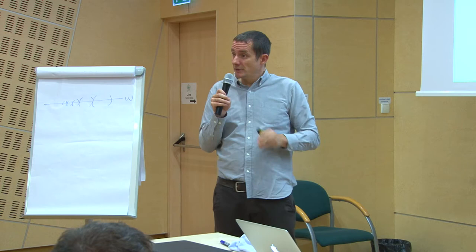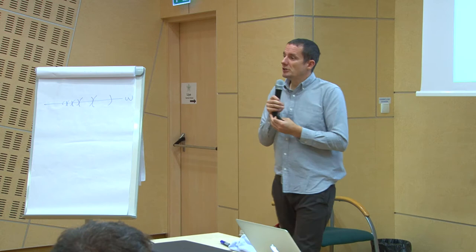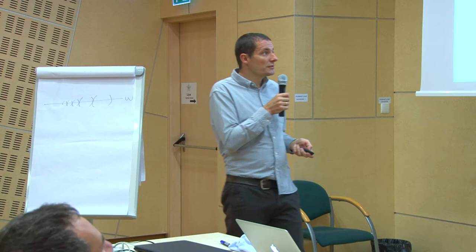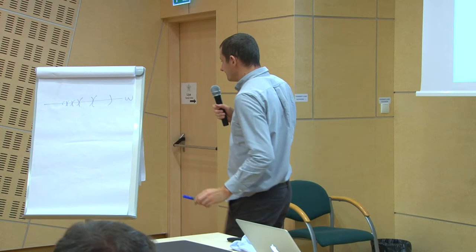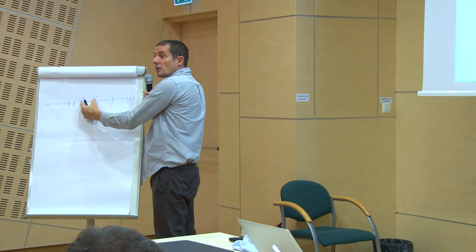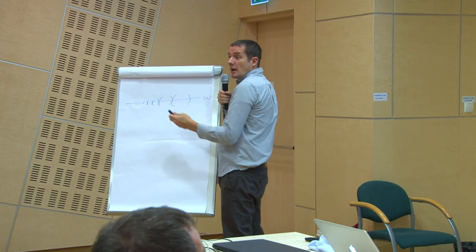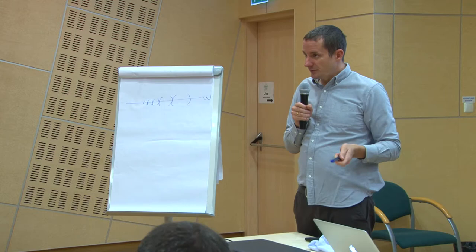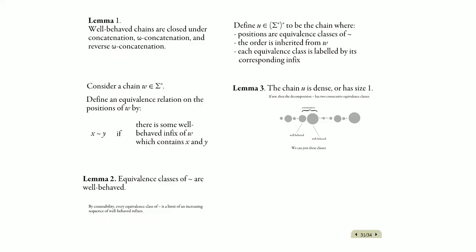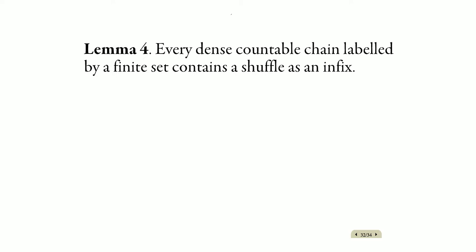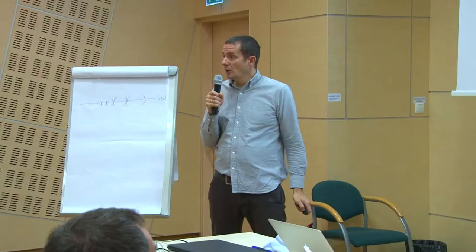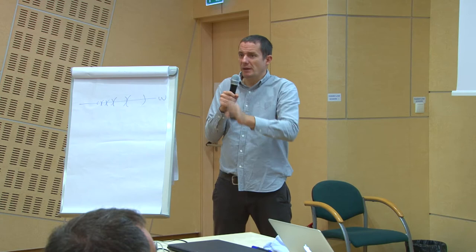And this, we will see, will lead us to a contradiction. Okay? And the reason is as follows. We have this chain here, and we have grouped it by maximal infixes which are well-behaved. And if it is dense, there's going to be a problem with this maximality, as we will see in a moment. And formally speaking, we will use the following lemma, which says that every dense countable chain labeled by a finite set of colors contains a shuffle as an infix. Somewhere. Actually in many places, but in at least one place.